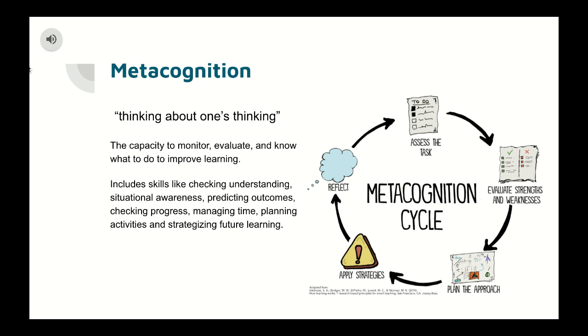Metacognition is a type of complex learning that involves thinking about one's own thinking. It's the capacity to monitor, evaluate, and know what to do to improve your own learning. Students engage in this by checking their understandings, employing situational awareness, predicting the outcomes of actions, checking their progress as they move through learning, and other skills like time management, planning activities to improve your learning, and strategizing for future learning.